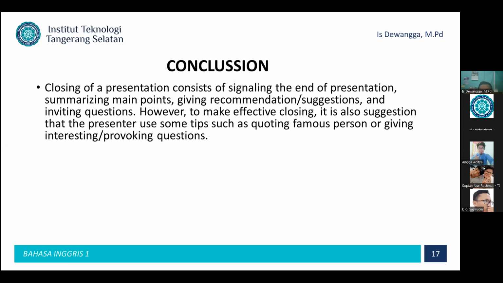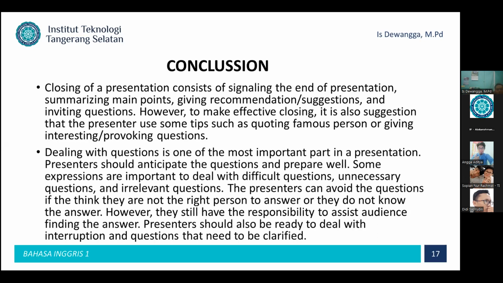However, everyone, to make an effective closing, it is also suggested that the presenter use some tips such as quoting a famous person or giving interesting or provoking questions. And dealing with the questions is one of the most important parts in the presentation. Jadi sesi tanya jawab di dalam sebuah presentasi itu adalah bagian yang paling penting dalam sebuah presentasi itu sendiri.